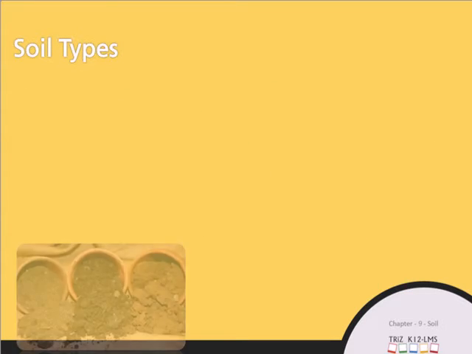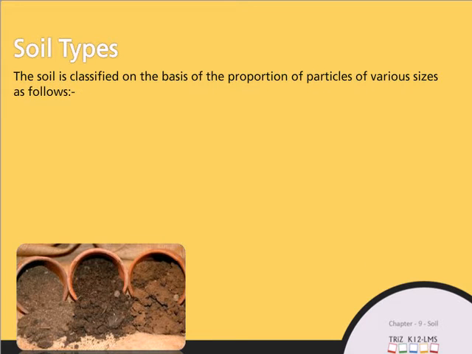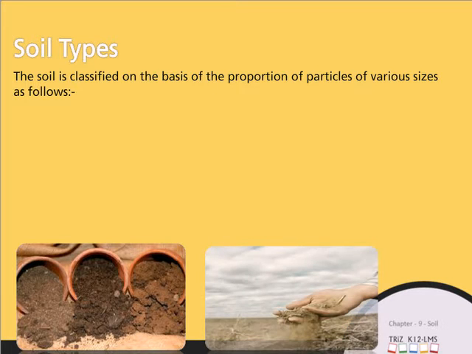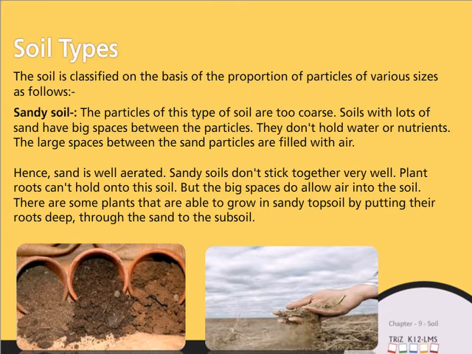Soil types. The soil is classified on the basis of the proportion of particles of various sizes as follows. Sandy soil. The particles of this type of soil are too coarse. Soils with lots of sand have big spaces between the particles. They don't hold water or nutrients. The large spaces between the sand particles are filled with air. Hence, sand is well aerated.